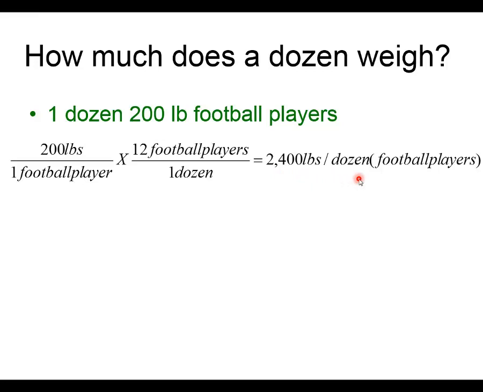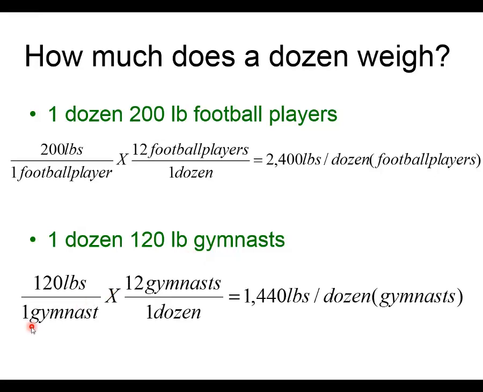Now this will be different if I'm talking about a different object that weighs a different amount. I may still have a dozen of that object, but depending on the mass of the individual object, I may have a completely different overall mass. So for example, if I have one dozen 120-pound gymnasts, well, I can realize that 120 pounds per gymnast, one dozen is 12 gymnasts. We can see then 12 times 120 is 1,440 pounds. I want you to notice that a dozen of one type of object is different in mass than a dozen of another type of object.